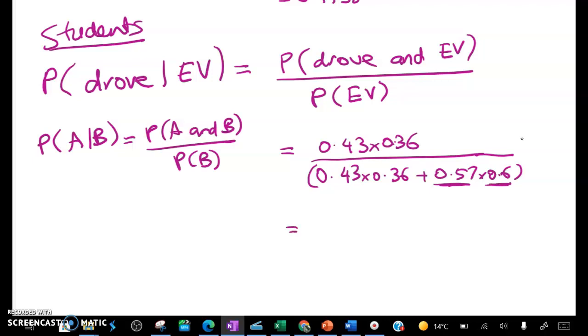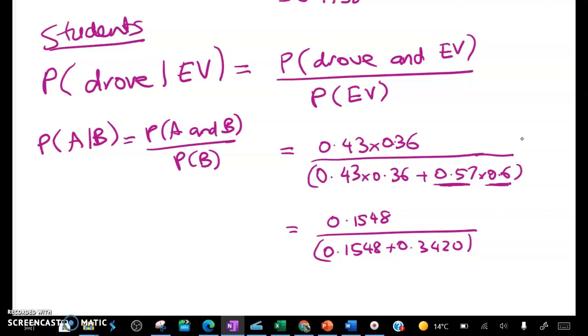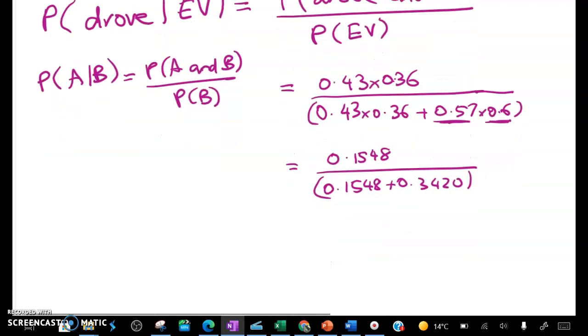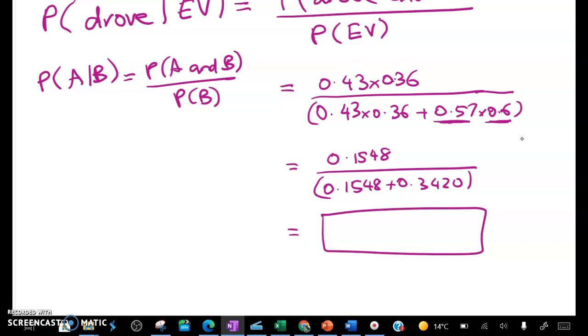So when you work those numbers through, we get 0.1548 divided by 0.1548 plus 0.3420. And very stupidly, I can't remember what that works out to. But you can put that in your calculator and you can get that number there. And that's the answer. Okay, so I'm sorry about that.